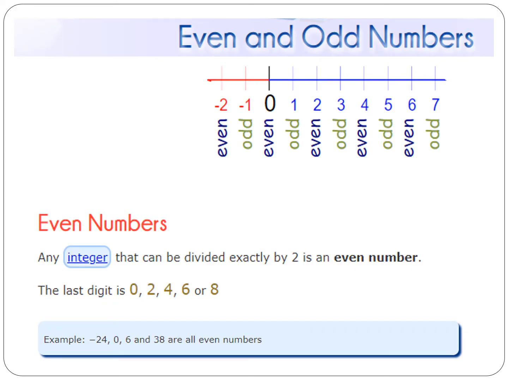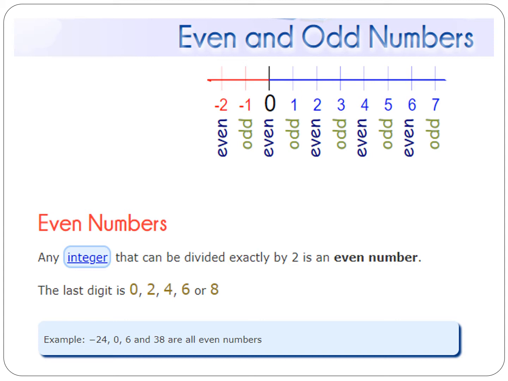Today we're going to do even and odd numbers. Let's first look at even numbers. Any integer that can be divided exactly by 2 is an even number. The last digit is 0, 2, 4, 6 or 8.